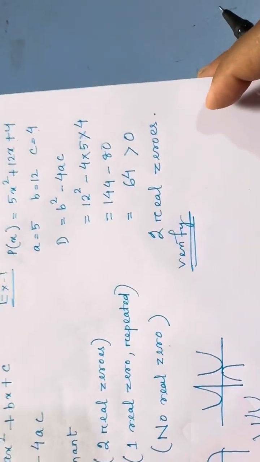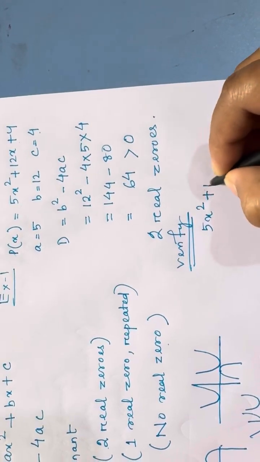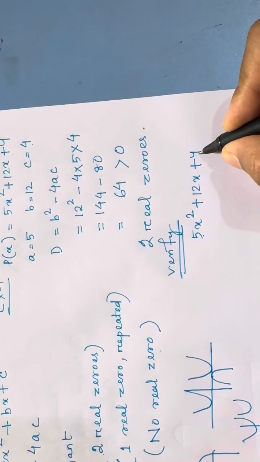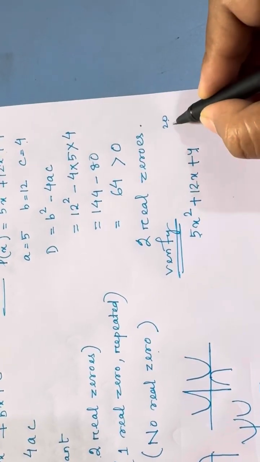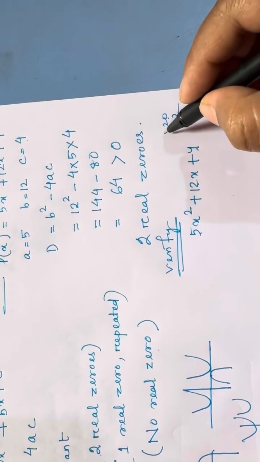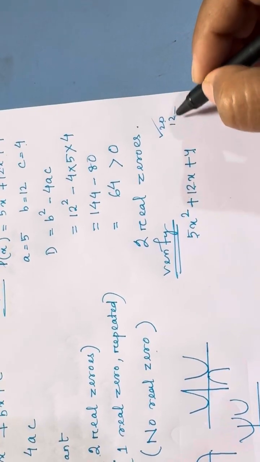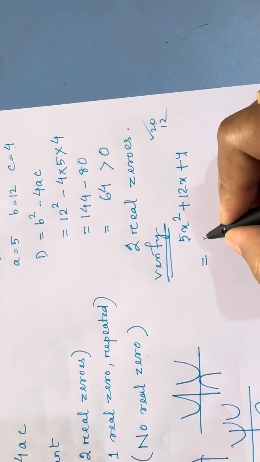Okay. So how will we verify? Let's try to find out the zeros. 5x square plus 12x plus 4. 5 into 4 is 20. This is the rough work. 5 into 4 is equal to 20 and 12 is given. That means on multiplication the numbers should give 20 and on addition the numbers should give 12. So what are the numbers? Obviously it will be 10 and 2.